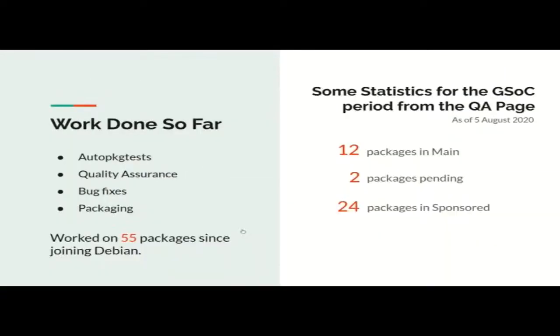So far I've worked on auto-package tests as part of quality assurance. I fixed some bugs that we realized were present during the testing process itself, reiterating the importance of these tests. And I've also packaged some software during the first COVID-19 sprint, but that was limited to 2 or 3 instances. So since joining Debian in February this year, I've worked on about 55 packages.